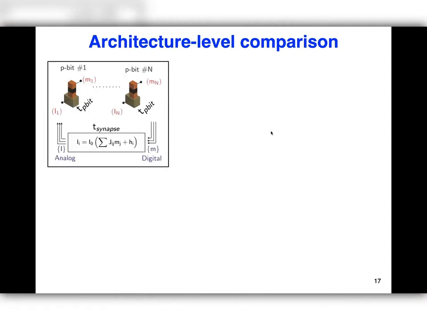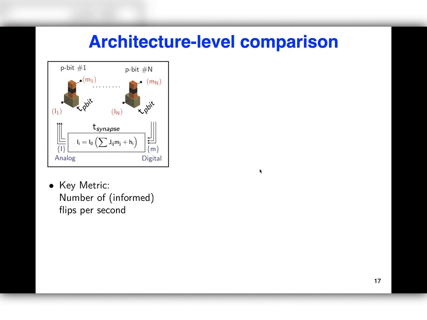Okay, so finally, this is my final slide. I'll tell you a little bit about the architecture level comparison, that it is not just that we have a good random number generator. This point is very important, that the architecture we have allows this thing that I mentioned in the beginning, this massive parallelism. Now, how do you measure the key metric for a P computer? Well, the key metric is the number of informed flips per second. You want to flip as much as you can, but you want it to be informed.